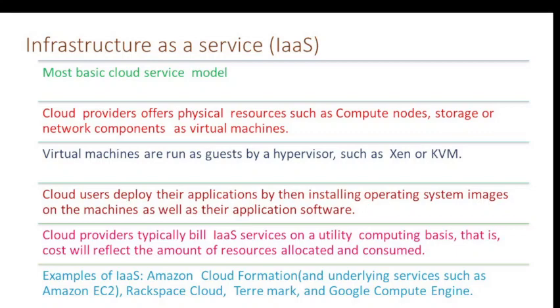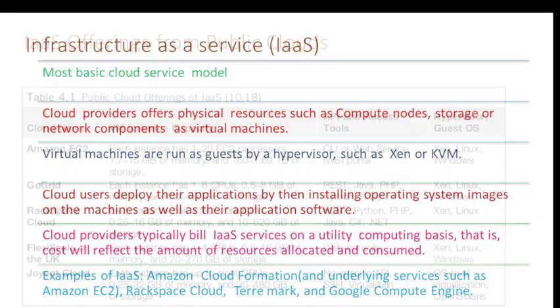It provides physical resources such as compute nodes, storage, or network components as virtual machines. Virtual machines are run as guests by hypervisors such as Xen or KVM. Cloud users deploy their application by installing operating system images on the machines as well as their application software. Cloud providers typically bill IaaS service on a utility computing basis. That is, cost will reflect the amount of resources allocated and consumed.